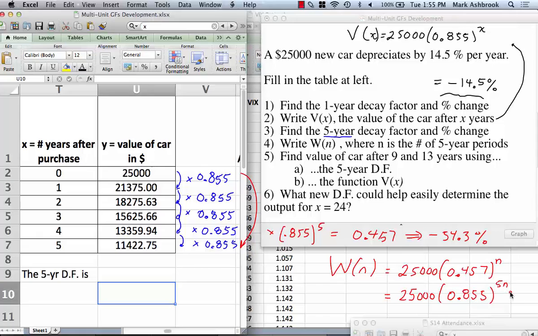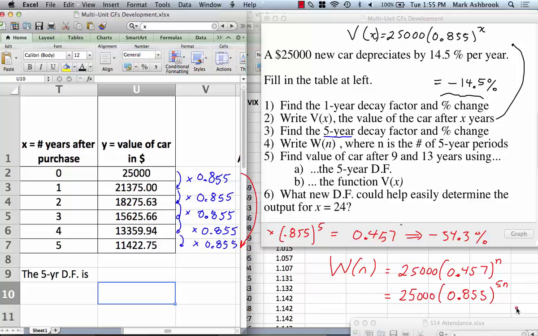What if n equals 3? 15. So we get 15 here. And if we want 3 5-year periods, how many 0.855 should be multiplied together? It should be 15, so it works. So that's another way to do it. You can write this function in terms of the 5-year decay factor or the 1-year decay factor by adjusting that exponent to be 5n.